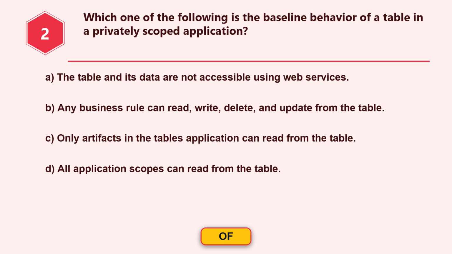Question 2. Which one of the following is the baseline behavior of a table in a privately scoped application? Option A. The table and its data are not accessible using web services. Option B. Any business rule can read, write, delete, and update from the table. Option C. Only artifacts in the table's application can read from the table. Option D. All application scopes can read from the table.